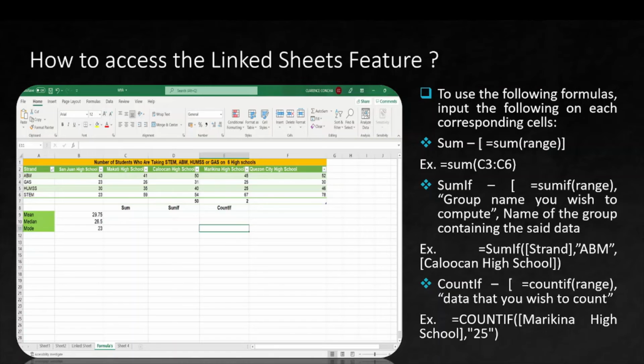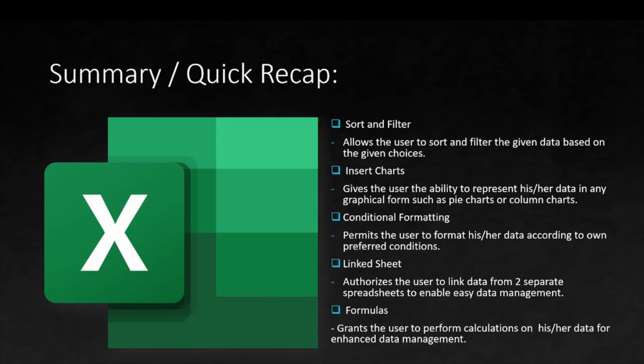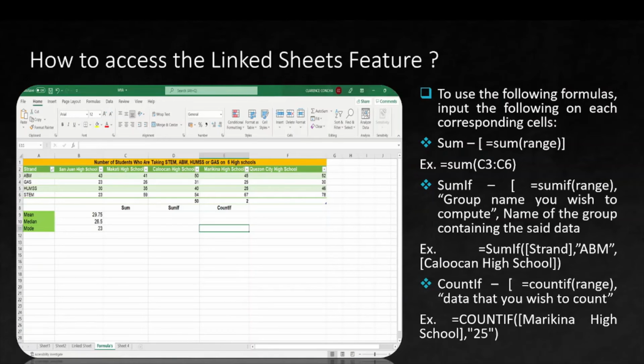For our sum, SUMIF, and COUNTIF, we have here the formula for sum: equals SUM, open close parenthesis, our range. For our SUMIF, we have here equals SUMIF, open close parenthesis, the range, which is the group name you wish to compute. For our COUNTIF, we have here equals COUNTIF, open close parenthesis, the range, which is the data that you wish to only count. And that's it for our formulas feature.